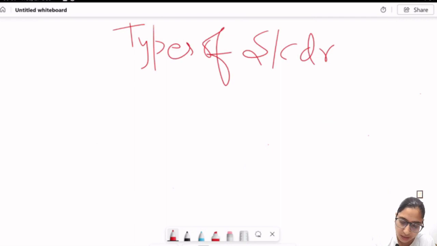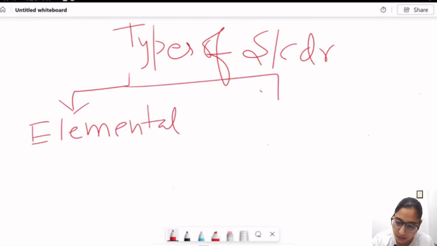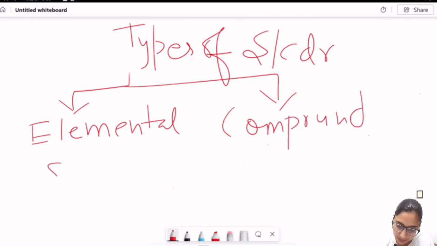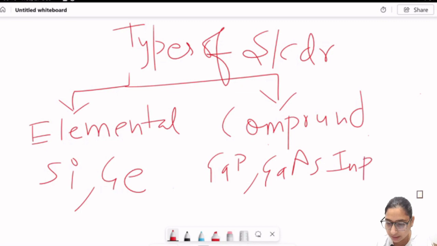So there are majorly two types of semiconductor. One is elemental and the second one is compound. The elemental semiconductor elements are silicon and germanium. And in compound semiconductors we have gallium phosphide, gallium arsenide, indium phosphide and many others.